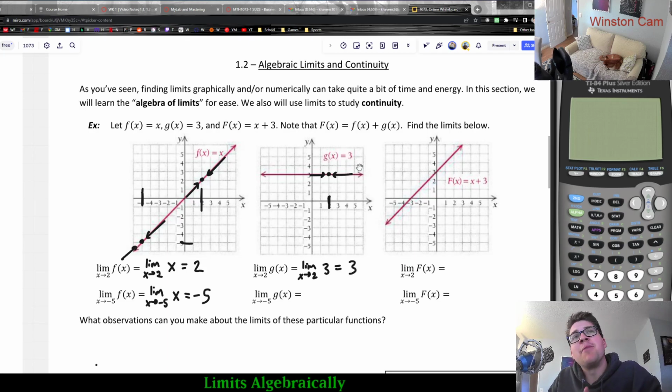And this is my point about this example: the limit as x approaches 2 of a constant actually doesn't matter where it's approaching. The limit of a constant is the value of the constant.